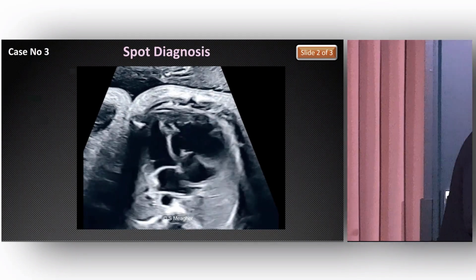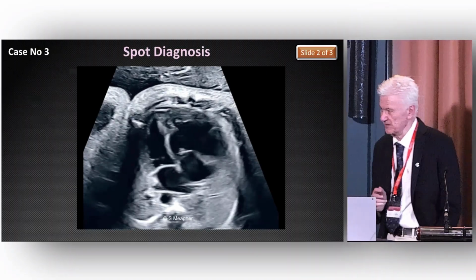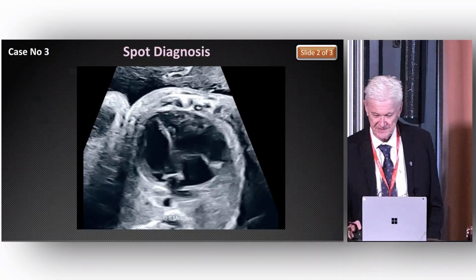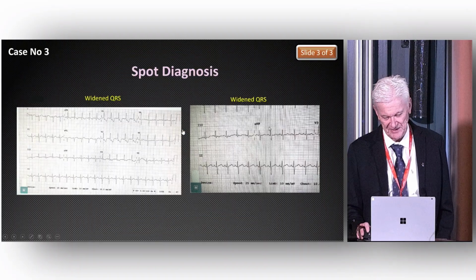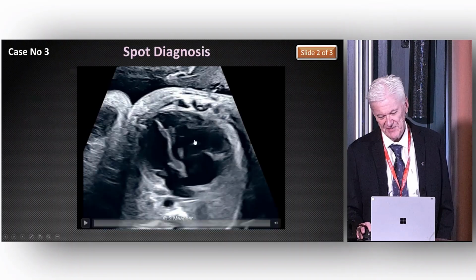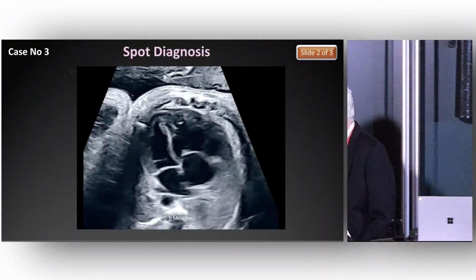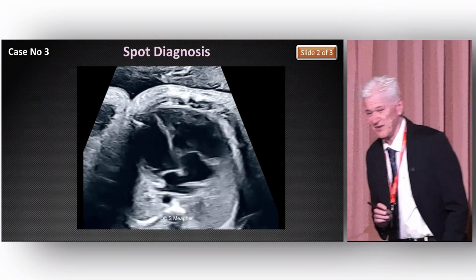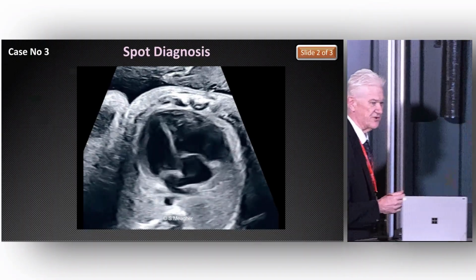They don't open at the same time. The tricuspid valve opens after the mitral valve. So I hope I have put the clip in. No, I'll put it, but this baby's right ventricle, do you think it looks normal? The right ventricle's ballooned. This baby's got a right ventricular aneurysm.